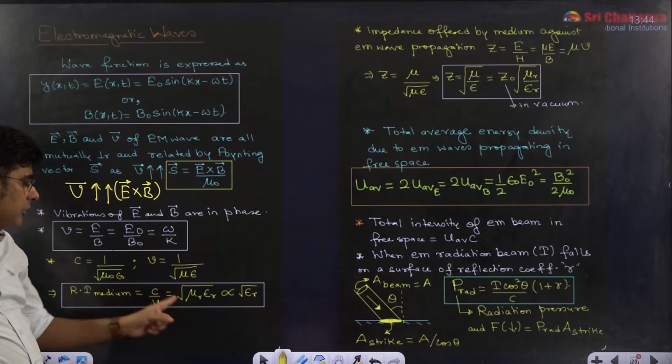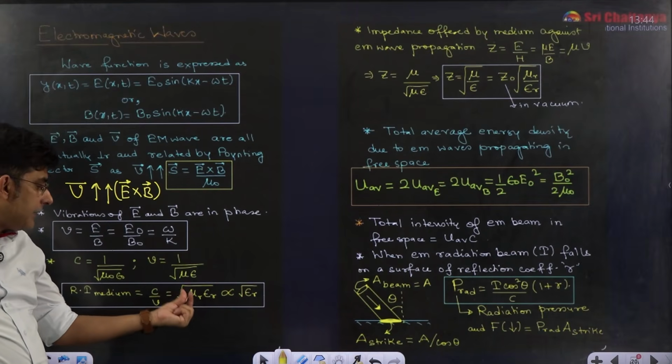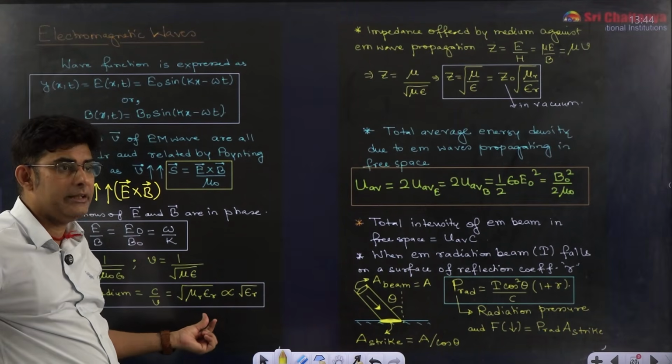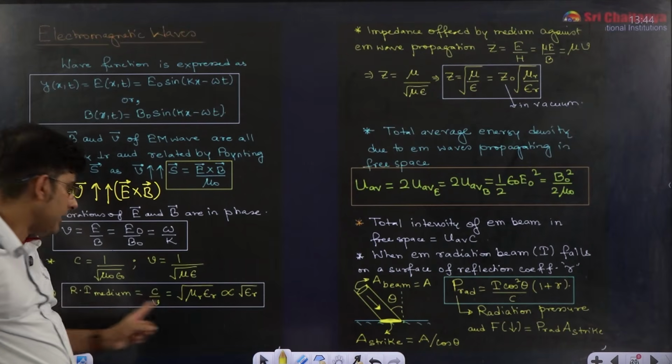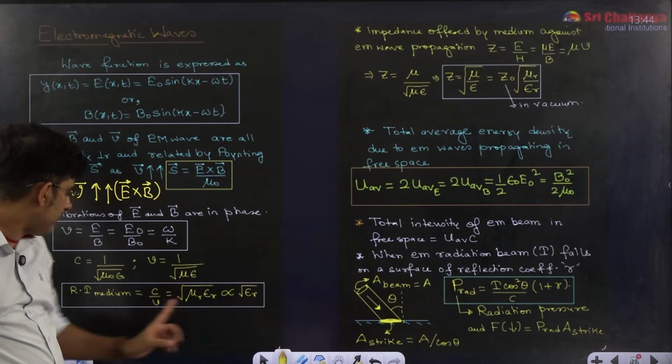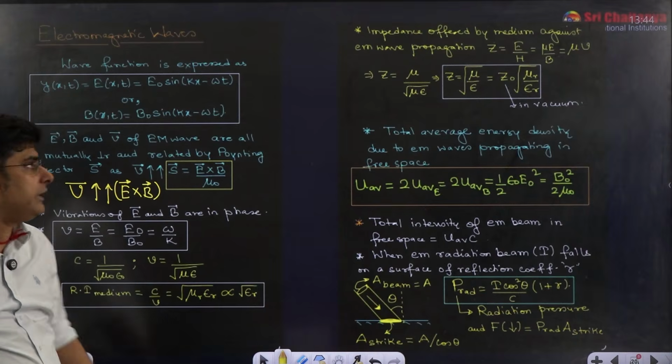When you divide both, you get mu r epsilon r, relative permeability into relative permittivity. Many times questions won't mention the relative permeability, so refractive index is directly proportional to root under epsilon r. The relative permittivity of the medium is known, so you can tell the refractive index of the medium.